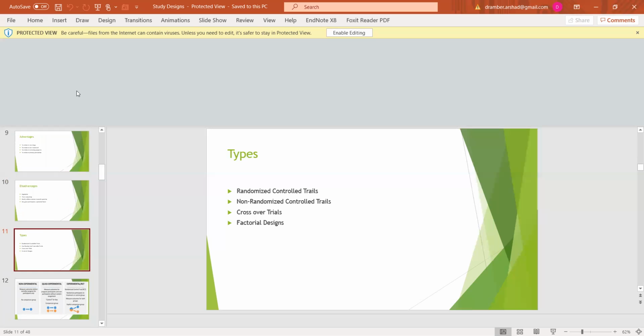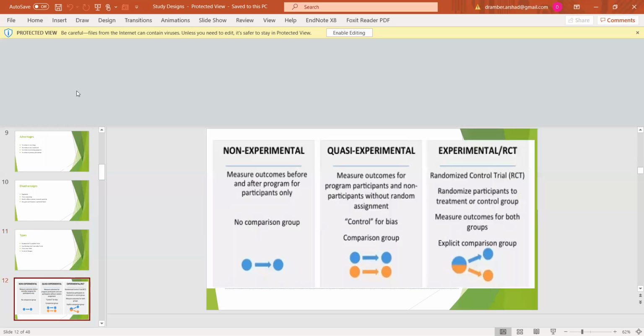Experimental trials. In this presentation, we are going to discuss the randomized control trials, non-randomized control trials, crossover trials, and factorial designs. This is the brief overview.